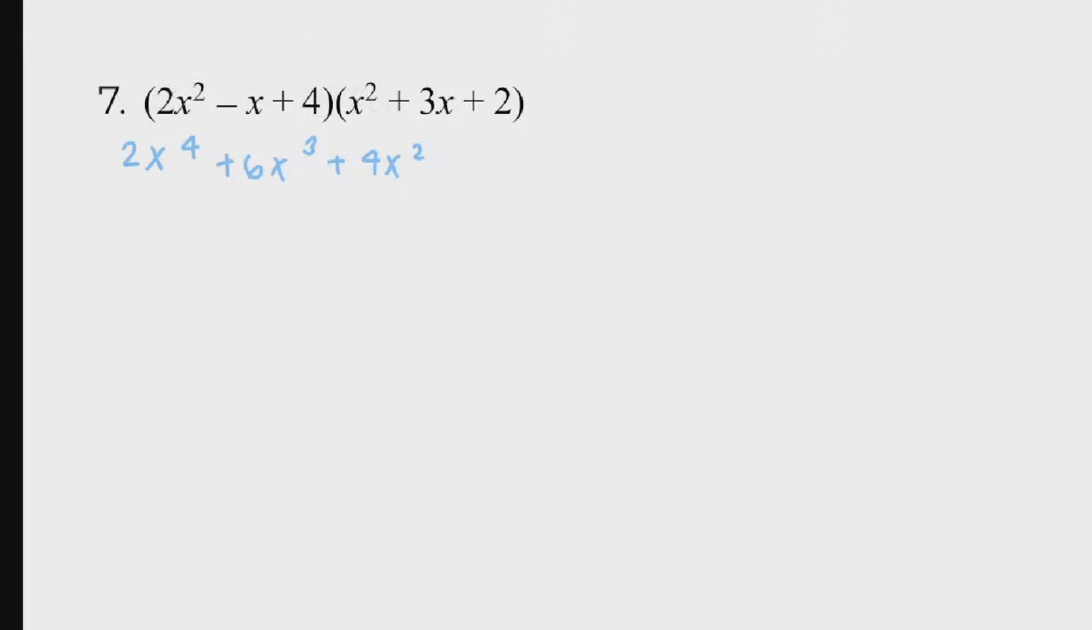And then we want to distribute the negative x to everything. Okay, and we get negative x cubed minus 3x squared minus 2x. And then last, we want to multiply 4 to everything in the second parentheses. So we get 4x squared plus 12x plus 8.